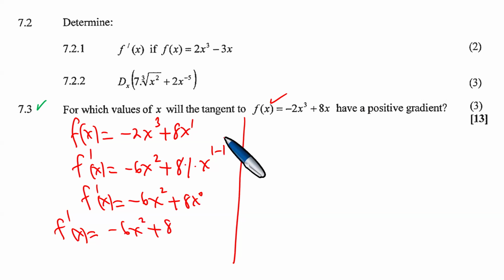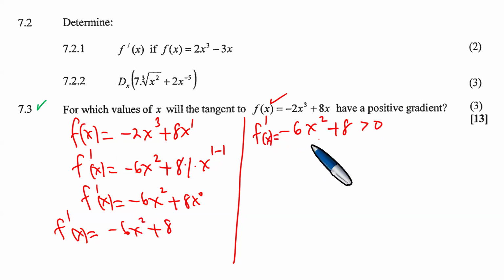Now this is the derivative, but for which values of x will the tangent to this have a positive gradient? We are making the derivative f prime of x positive, because we want the gradient to be positive. So if it is a positive gradient, then we just need to solve for x here, so we can transpose everything. At this point, we have minus 6x squared is bigger than minus 8. We divide by minus 6 so that x squared is less than 8 over 6. Remember to change the direction of the inequality because we are dividing by a negative, so the inequality must change from greater than to less than.